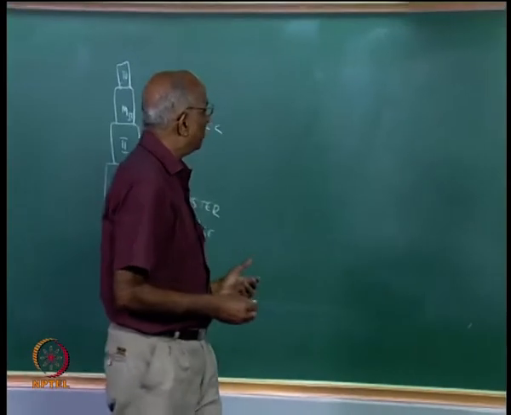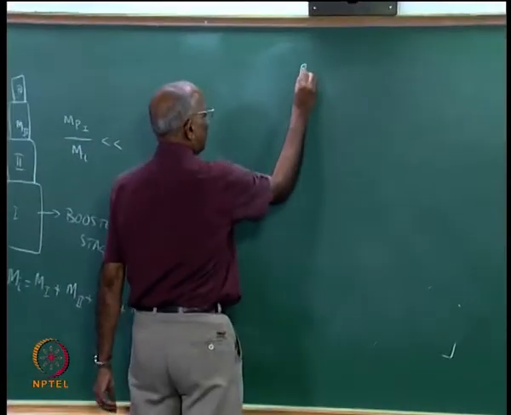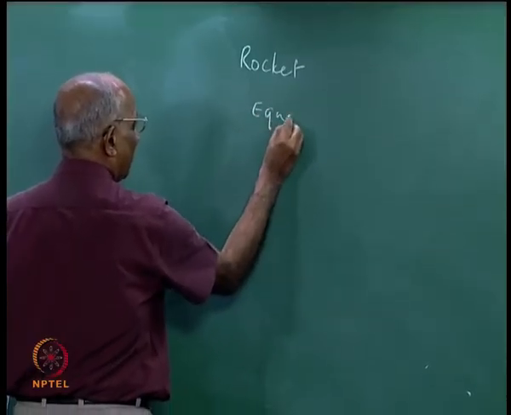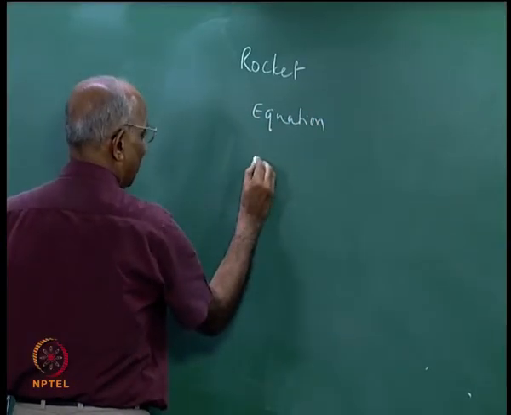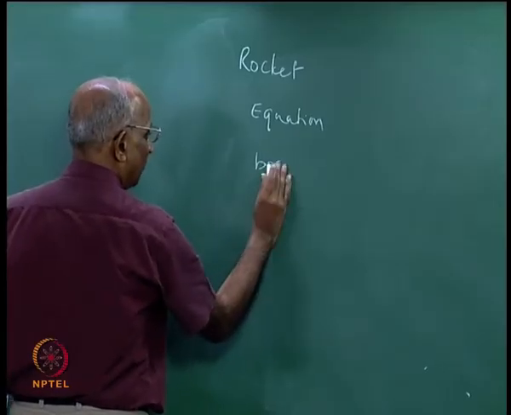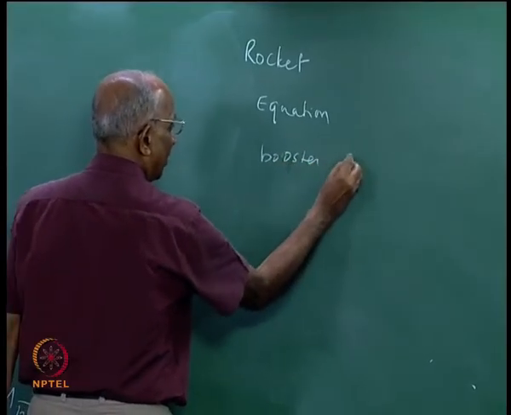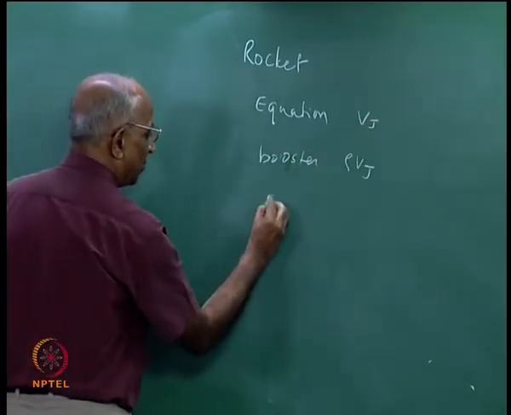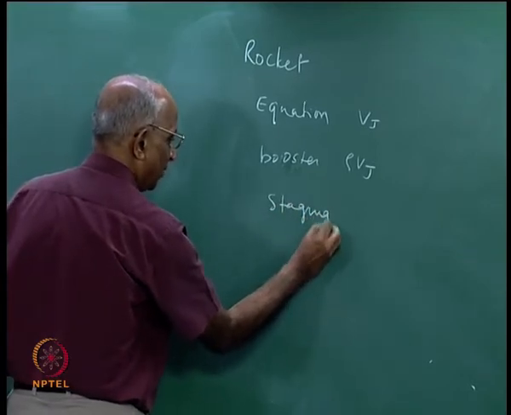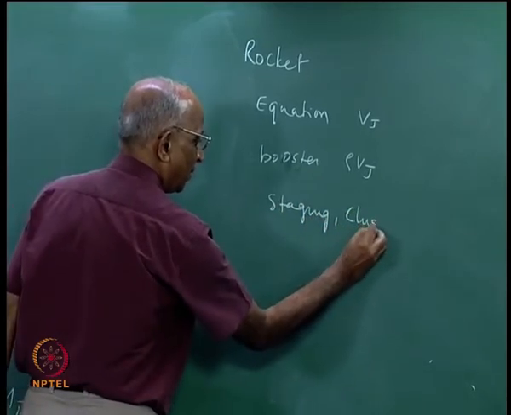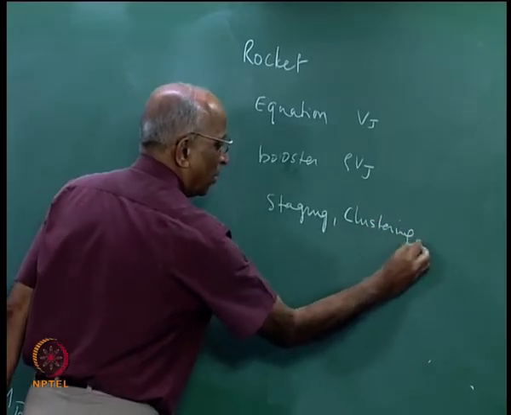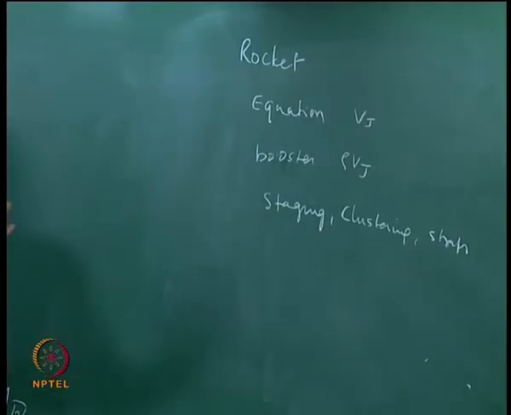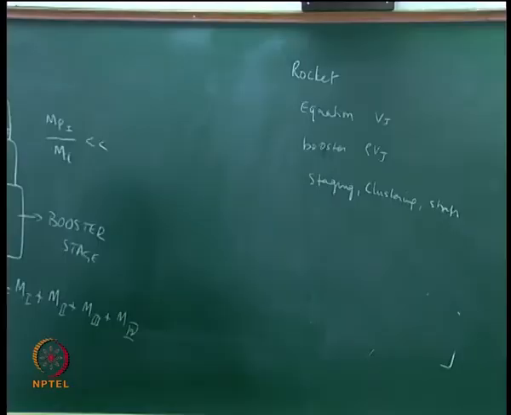Well, I think by now we should be clear about what the principle of a rocket is, what the rocket equation is, what the rocket equation is when modified for a booster, in which case rho Vj becomes more important than Vj itself, and then we talked in terms of staging, clustering, and also straps in a rocket. Is there any question so far? If so, maybe we should address it.